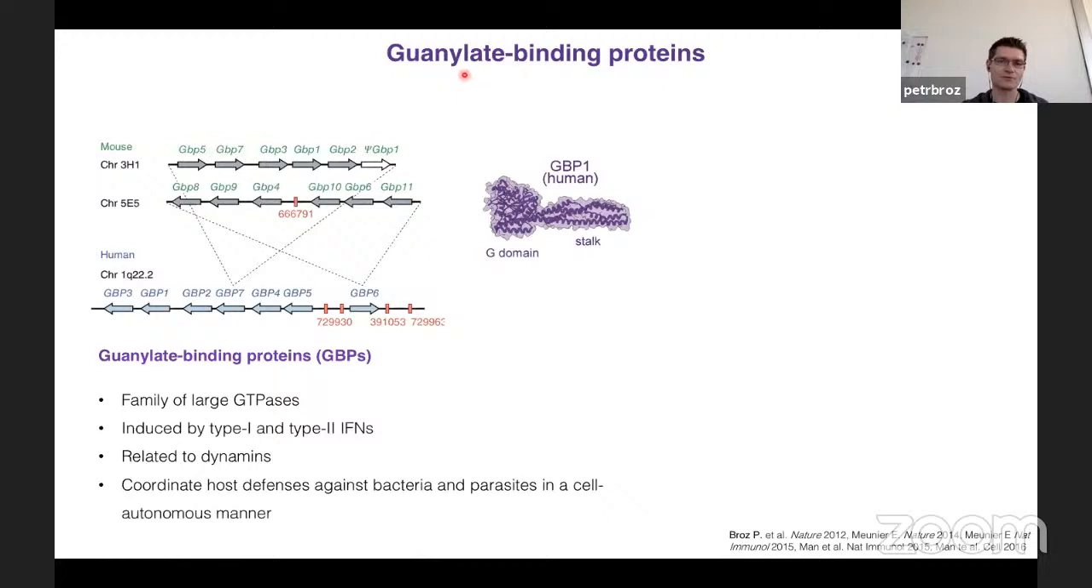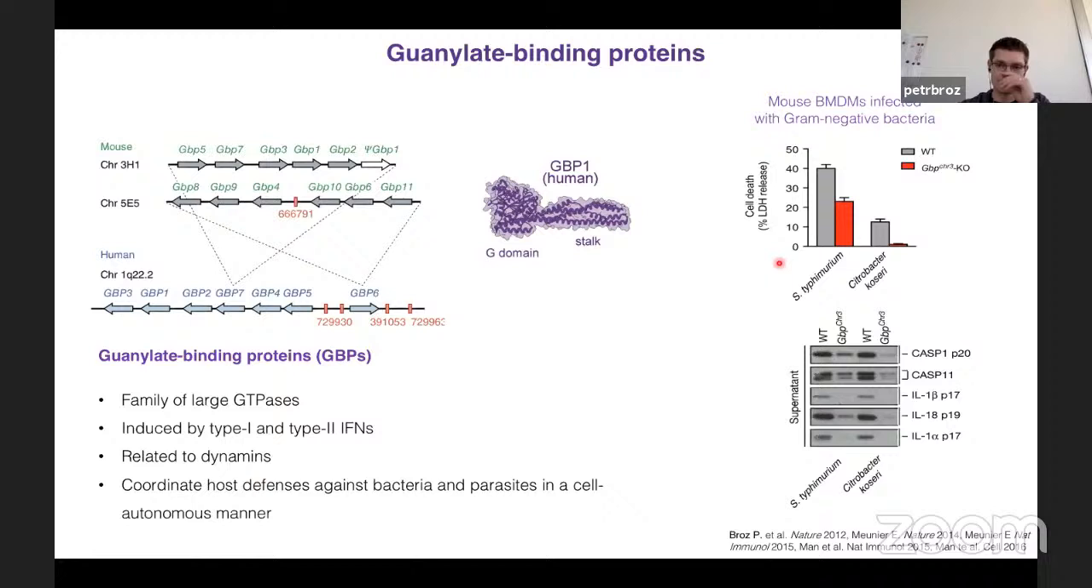So these are a family of large GTPases that is found in mouse and in humans. They are induced by type 1 or type 2 interferons. They are important for host defense against bacteria and parasites. You can see them here. They have the stalk-like domain and this GTPase domain shown here. How they function is not really clear. They are related to dynamins, which are proteins that can remodel membranes. But what is clear is that they are very important for non-canonical inflammasome activation.